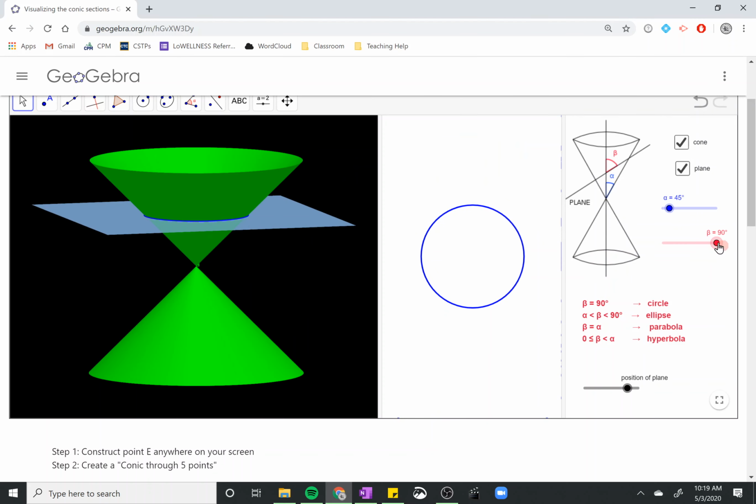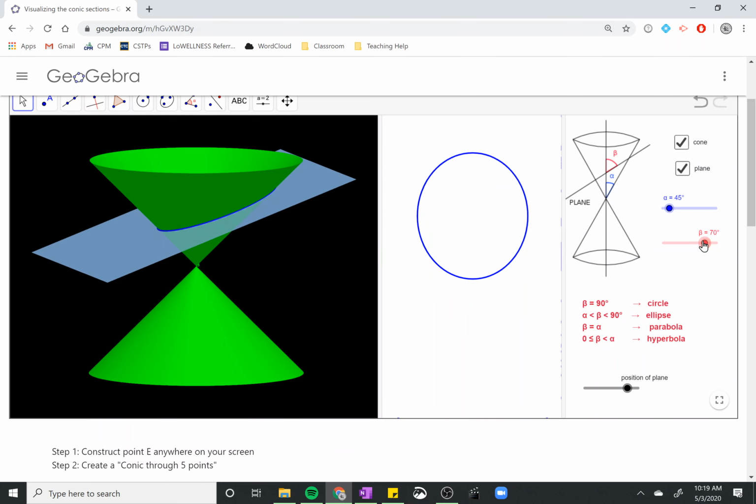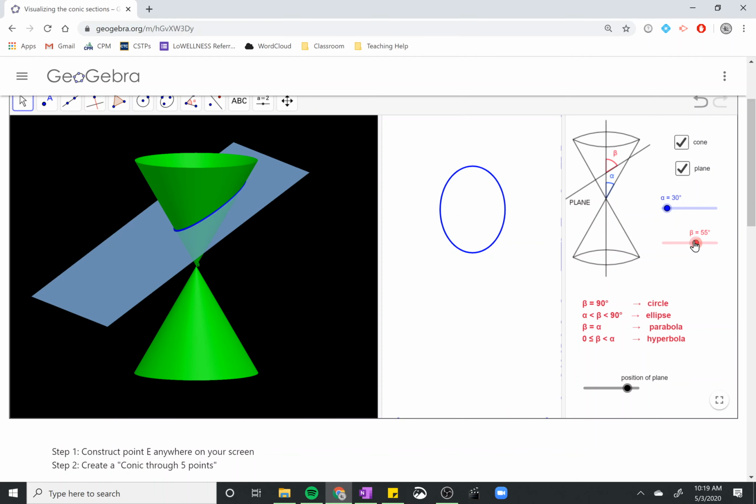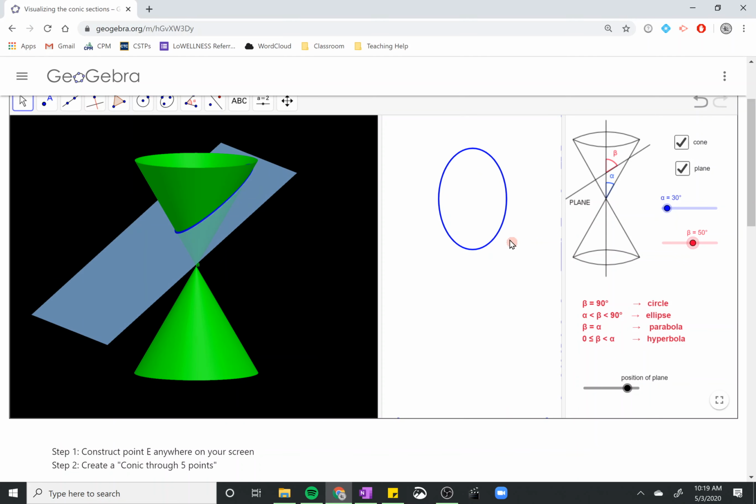So if the plane is parallel to the bottom of the cone, or you can say the base of the cone, then the intersection would be a circle. But if you change the angle even just a little bit, we can notice that this circle is getting stretched, more oblong, and it becomes an ellipse. We might be able to see this better if I change the angle of the cone, make it a little narrower so we have more room to play with. And now I think it's a little more clear that this actually is an ellipse.